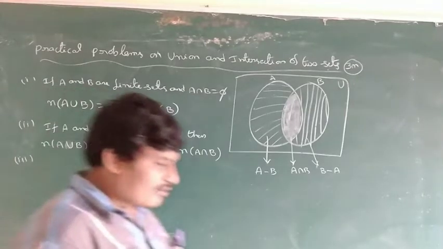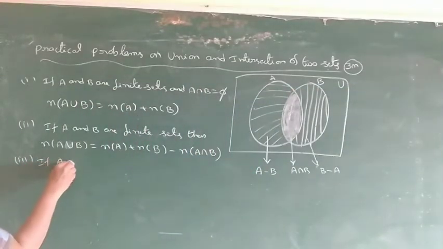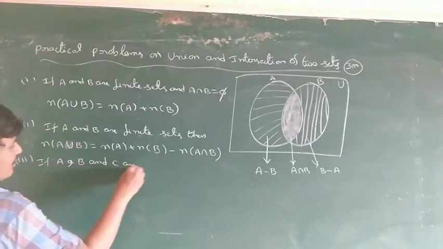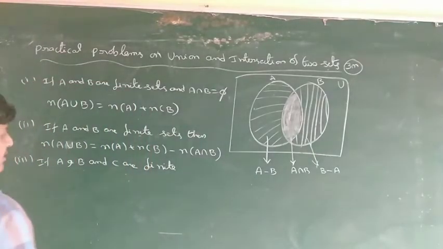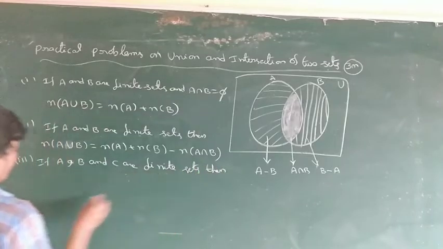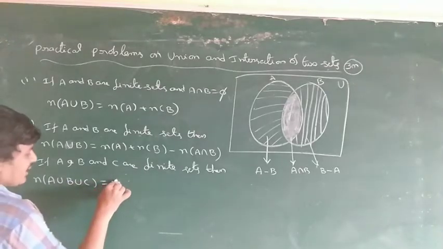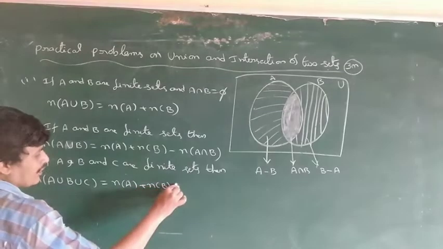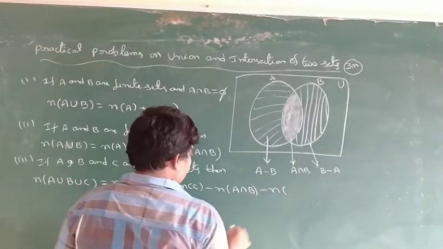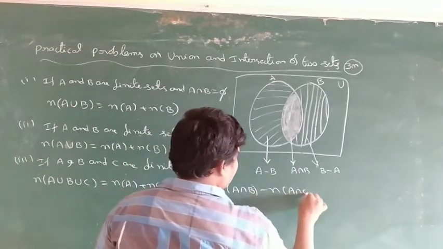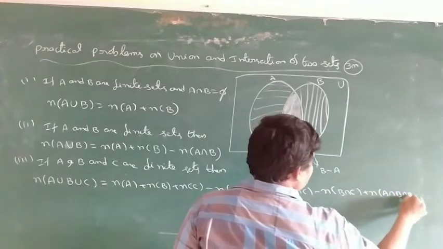Next, the third one. If A, B, C are finite sets, that is, three sets A, B and C are finite sets, then n of A union B union C is equal to n of A plus n of B plus n of C minus n of A intersection B minus n of B intersection C minus n of A intersection C plus n of A intersection B intersection C.